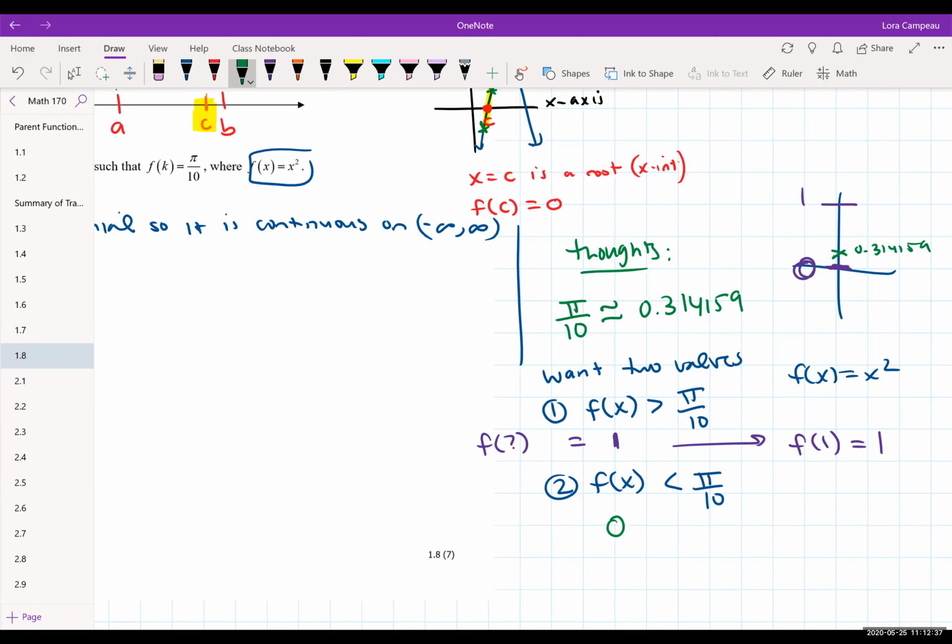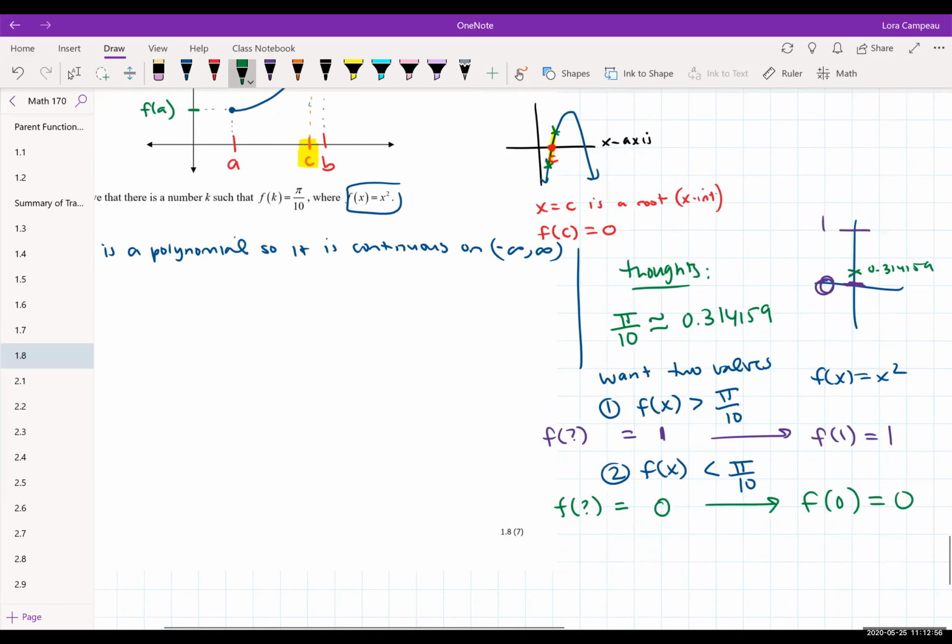Well, I have to think about this. F of what gives me 0 if I'm dealing with my y equals x squared? And I go back and say, oh yeah, well, we got lucky here. F of 0 equals 0. So play around with function notation. What's the difference between y values and x values? They happen to be the same on this part. Make your life easier. Just try to picture this.